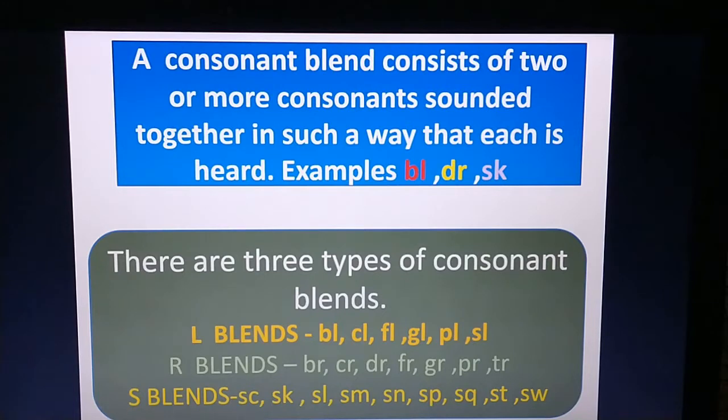S, C, ska. S, K, ska. S, L, sla. S, M, sma. S, N, sna. S, P, spa. S, Q, squa. S, T, sta. S, W, swa.